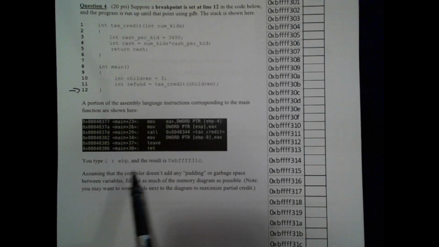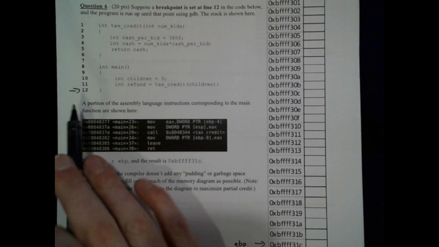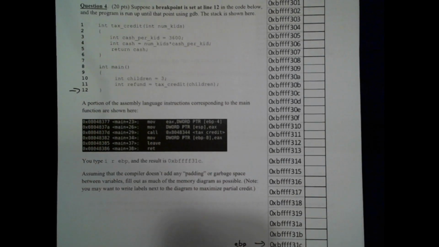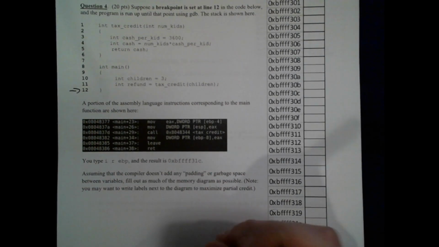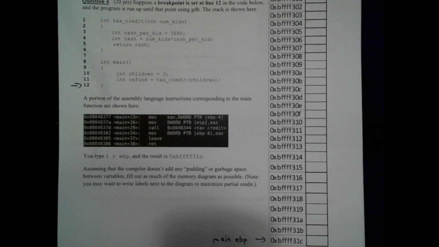And if we type i r ebp, the result is BFFF31C. So really, we just have to identify that this is where EBP is currently pointing at our breakpoint. So that's the EBP for main. And that's what we can identify down here next to our chart, just specify that it's this.